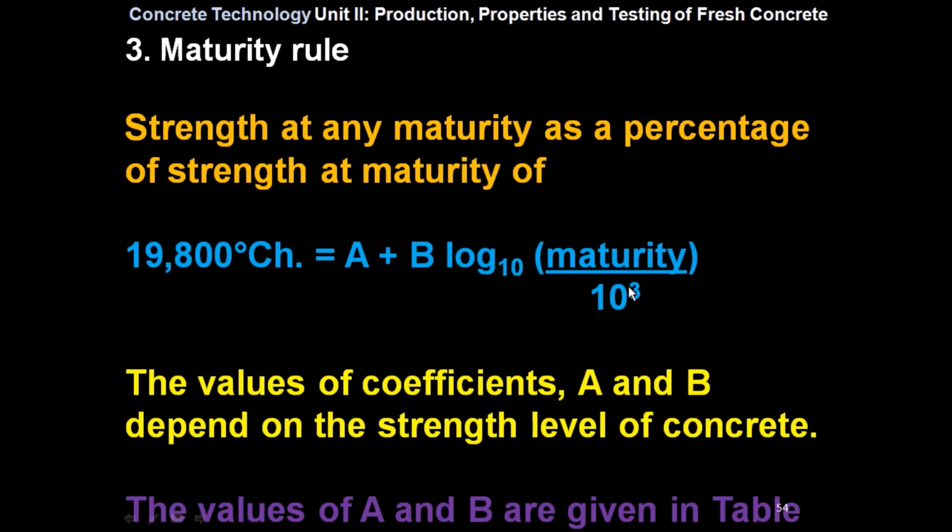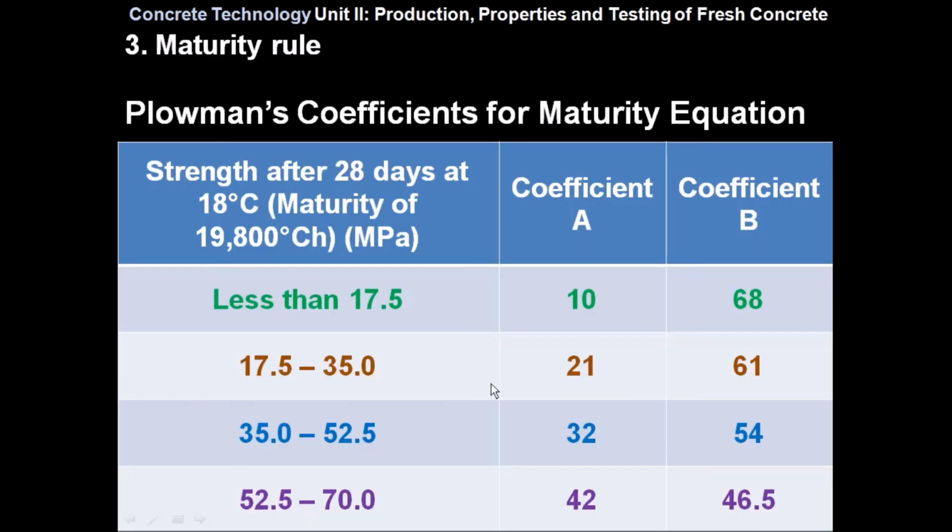The values of coefficients capital A and capital B depend on the strength level of the concrete. The values of A and B are given in the table. So this is the Plowman's coefficient for the maturity equation. Strength after 28 days at 18 degrees Celsius, maturity of 19,800 degrees Celsius hours, in megapascal or Newton per millimeter square. Here coefficient A is there, coefficient B is there.